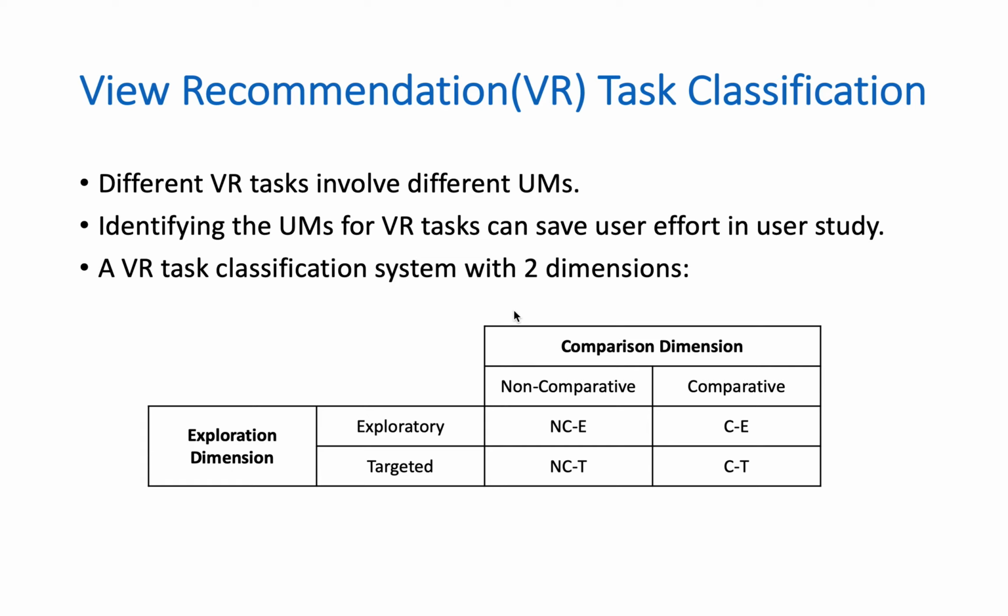This is very simple: if a view only contains the aggregate values for one subset, then it is non-comparative. If it contains aggregate values for more than one subset, it's comparative. Like the example on the first slide, because it has two data subsets, the female and the male, it is a comparative view recommendation task. So these combined, we have four categories for view recommendation tasks.